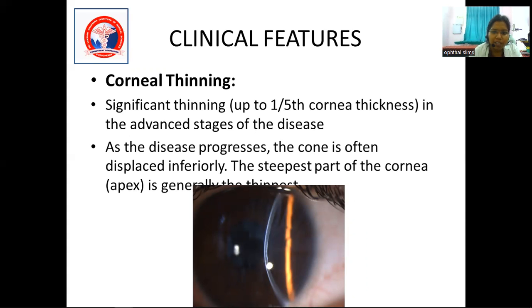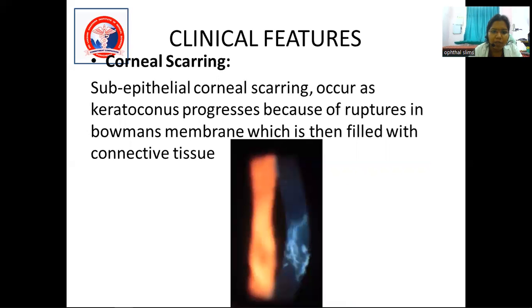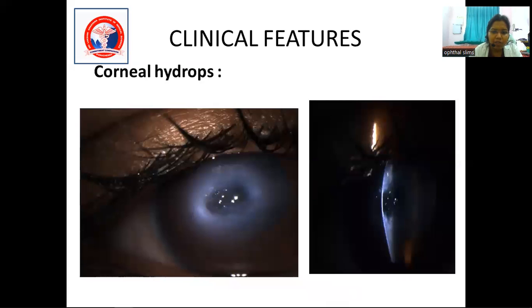As the disease progresses, the cone is often displaced inferiorly. The steepest part of the cornea is generally the thinnest. In corneal scarring, some epithelial and stromal corneal scarring occurs as keratoconus progresses because of ruptures in Bowman's membrane, which are then filled with connective tissue. So this is a picture of corneal hydrops, where there is a rupture in the Descemet's membrane and the aqueous seeps into the layers of the cornea and then reseals.